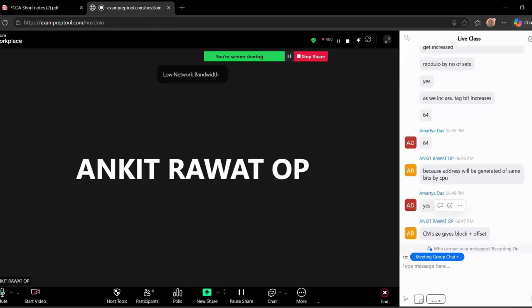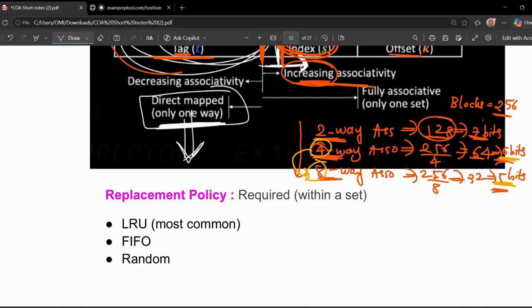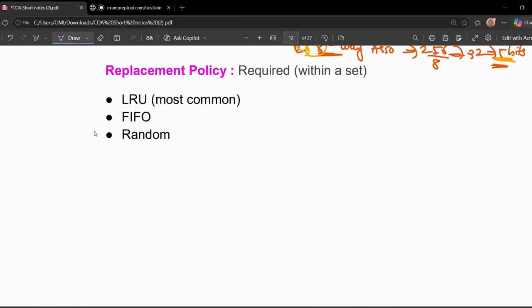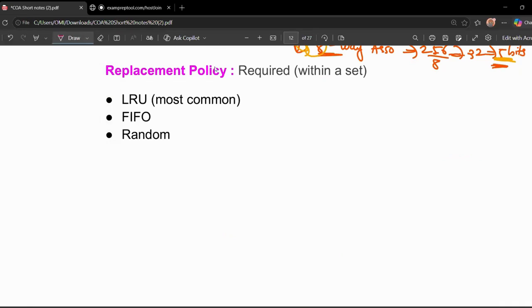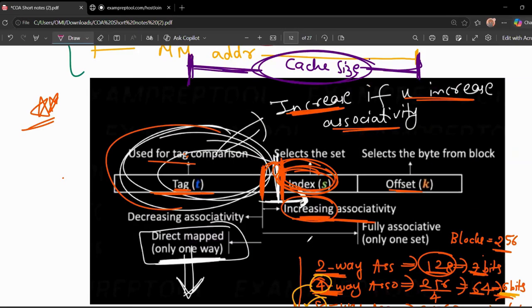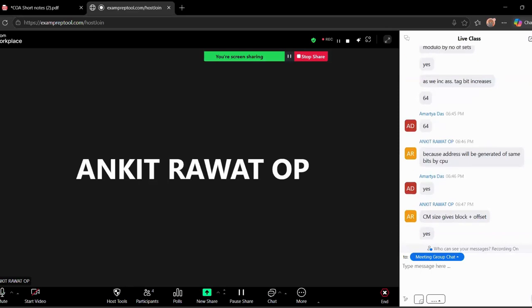So the high level idea I have gone through in a little bit of detail, but I think this is only required for the short notes, because in detail I have discussed it in the lectures. But here I have told you so that at least you get the idea of how this formula came.